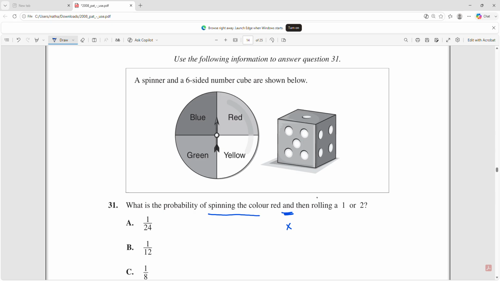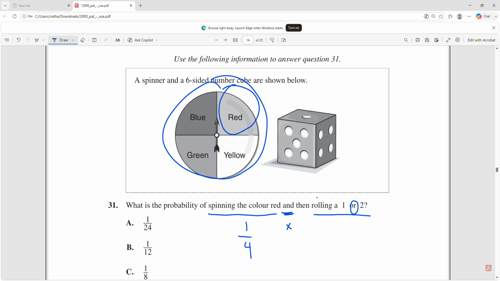So spinning the color red, what's our probability? Well, we have 4 choices here, and red is only one of those. So we have 1 out of 4 choices. And then what about rolling a 1 or a 2? So that word or is important.